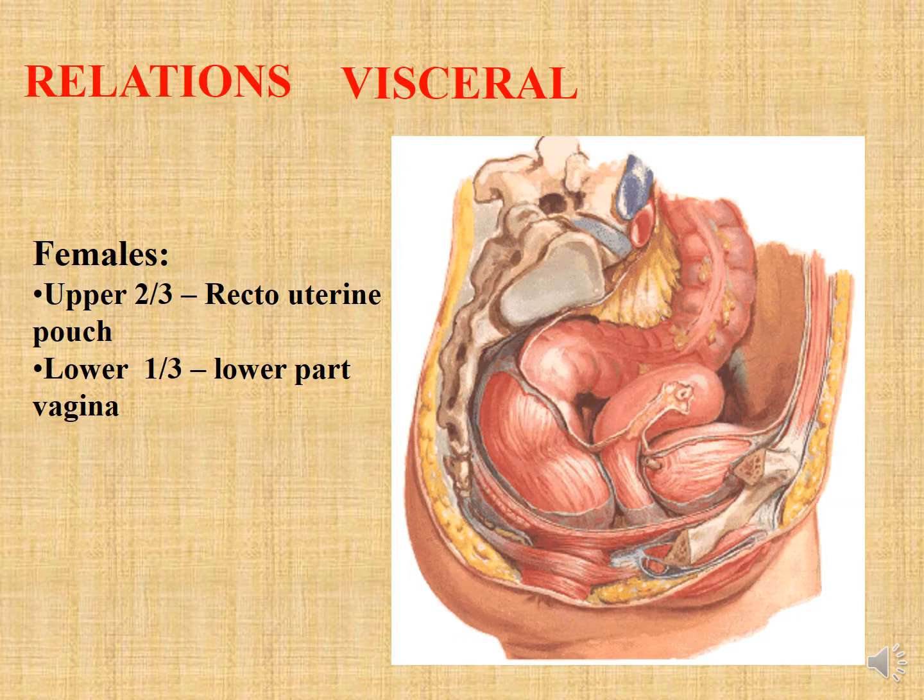Now, visceral anterior relations in case of females: the upper two-thirds of the rectum is related with the rectouterine pouch, and the lower one-third is related with the lower part of the vagina in case of females, as you can see in the diagram of the female pelvis on the right side.